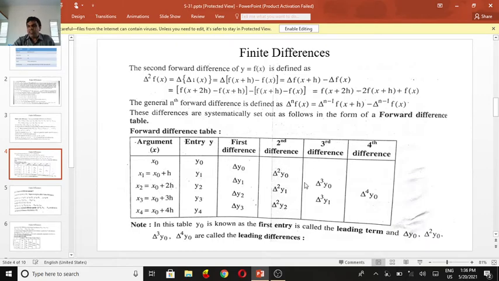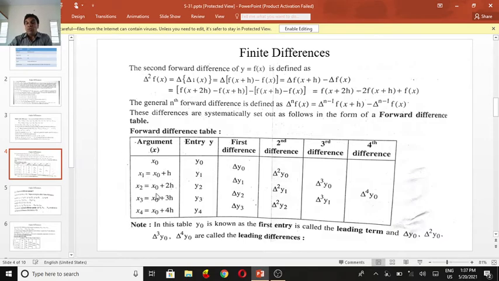The third difference is del cube. Again we take a difference, del square y1 minus del square y naught, simply del cube y naught. Again del square y2 minus del square y1, we can write del cube y1. Again take a difference, that is called the fourth order difference: del cube y1 minus del cube y naught. Generally we get del raised to 4 y naught. So this is the fourth difference, fifth difference, etc.